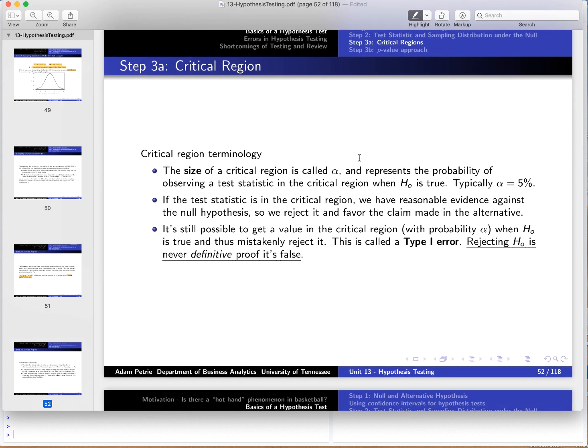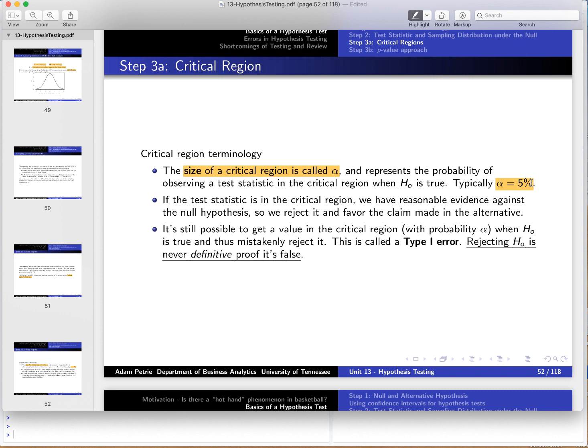So a few bits of terminology about this critical region. We talk about the size of a critical region in terms of a Greek letter called alpha. This is the probability that we would obtain a value in the critical region when we go collect data and the null hypothesis is true. And typically the standard is to take alpha to be 5%, and this is related to how often our hypothesis test actually makes errors. So we're going to allow ourselves a little bit of leeway, just like with a 95% confidence interval. We're comfortable with the notion that 5% of the time our confidence interval is going to fail to actually cover the value of the parameter we're trying to estimate.